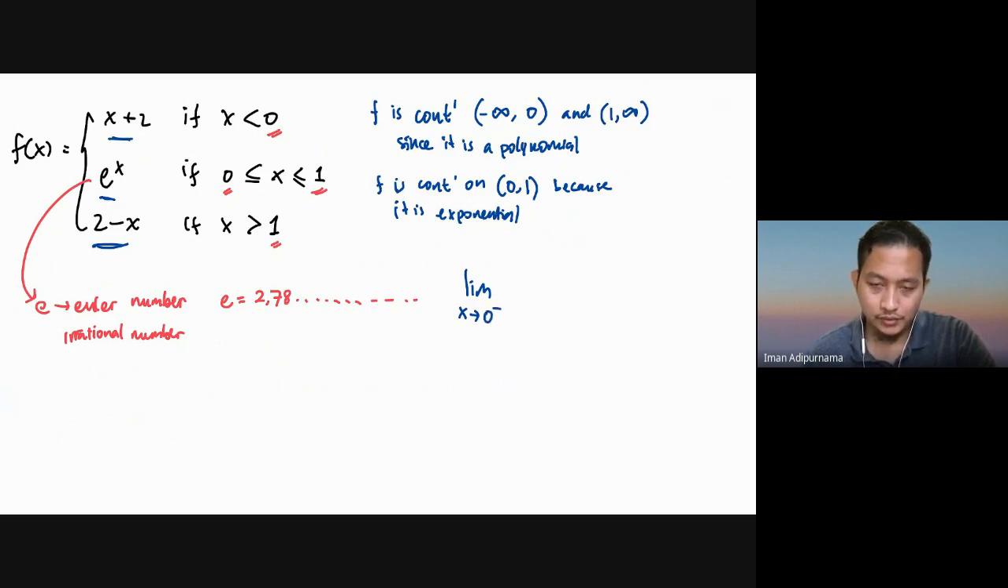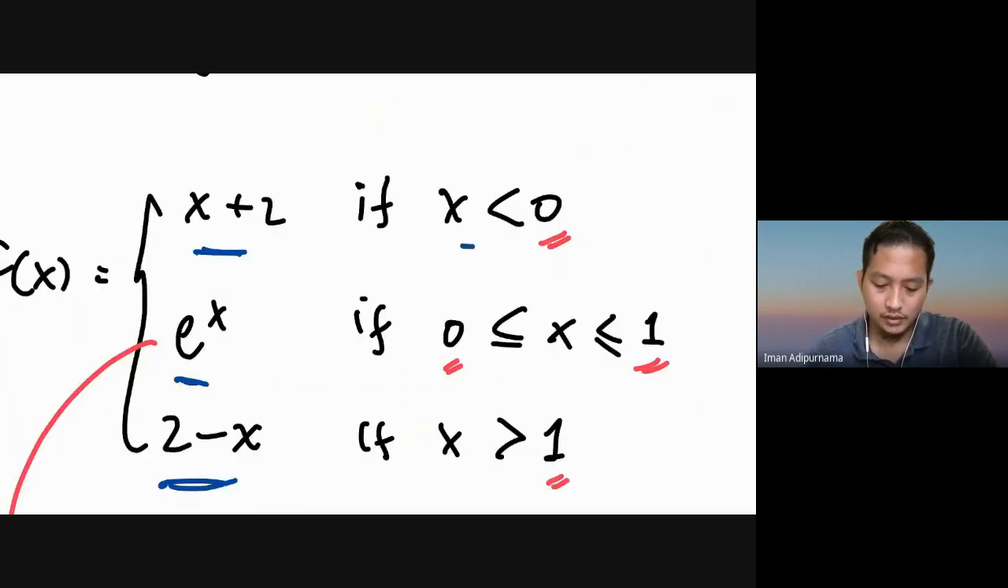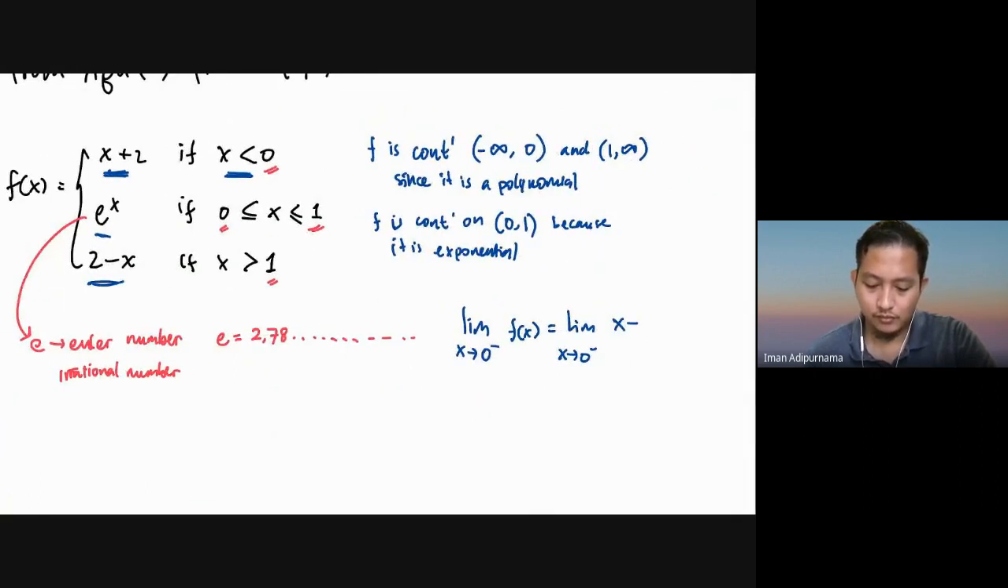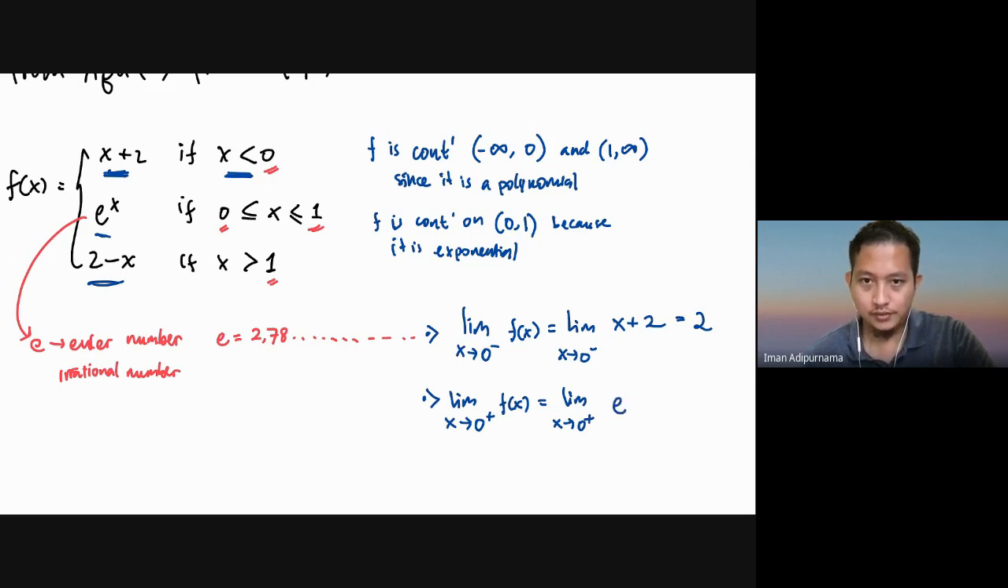So 0 from the left, and we can write, 0 from the left is this one, right? So we can check this x plus 2. And we can substitute and it becomes 2. And we can also check at 0 from the right, and this will be e to the x. And it will be 1. E to the power of 0 is 1.